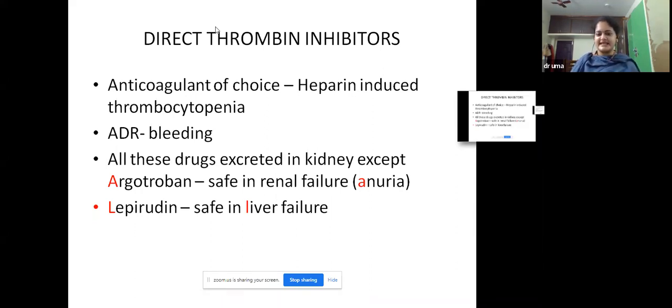All these drugs are excreted in the kidney, except argatroban, so it is safe even in anuria. Argatroban is safe in anuria. Lepirudin is safe in liver failure.